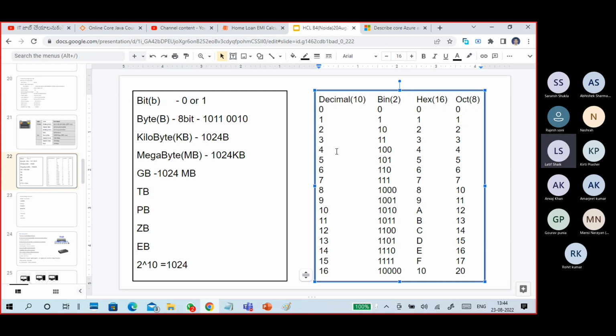Decimal is different. Look at the ninth one, where is the last one? It is also showing 4 bits, but not full: not 1111, it is 1001. So the conversion is different.